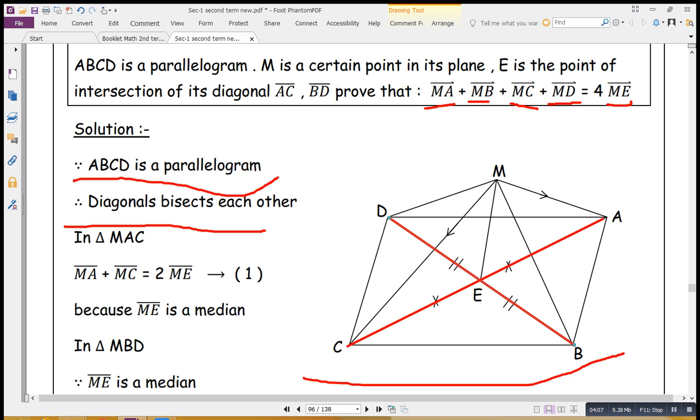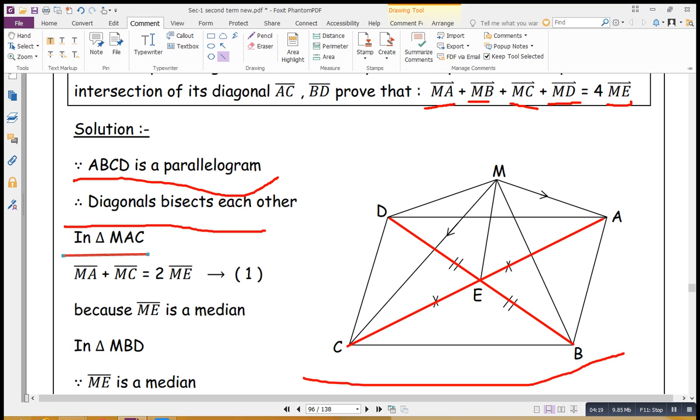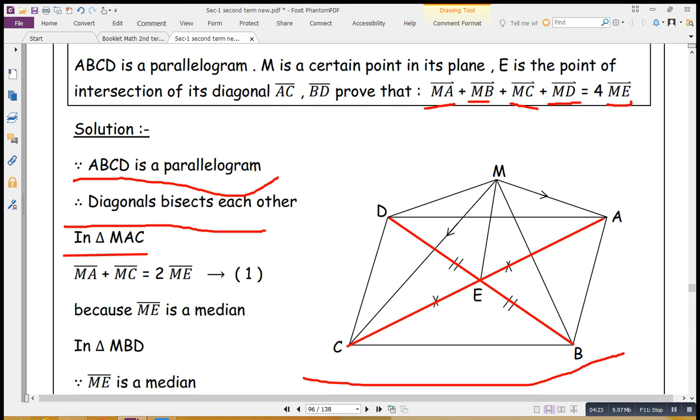Okay, so let's go to triangle MAC. Be focusing on this triangle MAC. So what do we have in this triangle? We have a median ME. Is ME a median? Yes, because it is a line segment that connects the vertex to the midpoint of the opposite side. So what is the rule about a triangle that has a median? Remember with me: if we have AMC as a triangle and ME is a median, then the vector MA plus the vector MC equals 2ME. So this is the first thing about this triangle, because ME is a median.